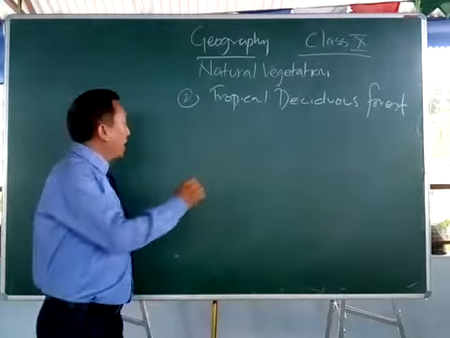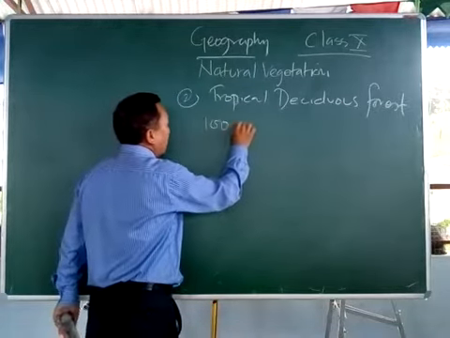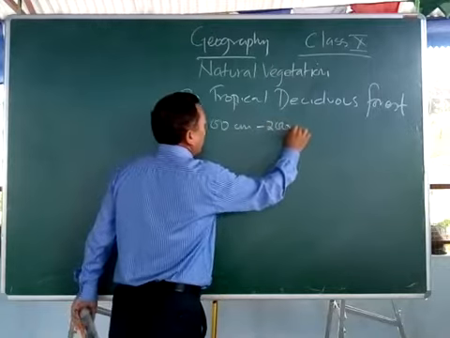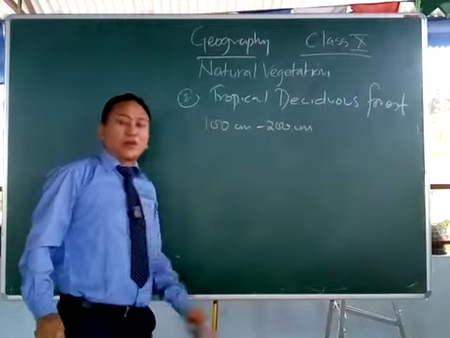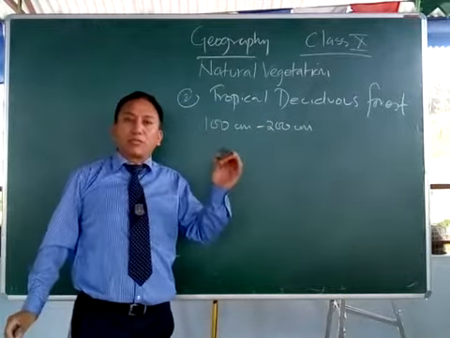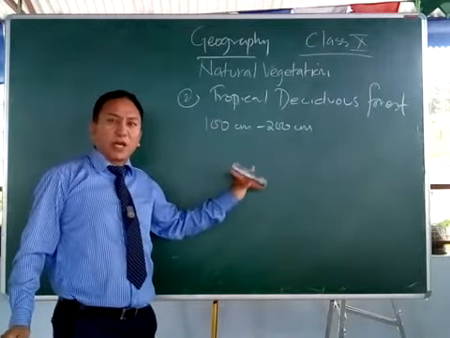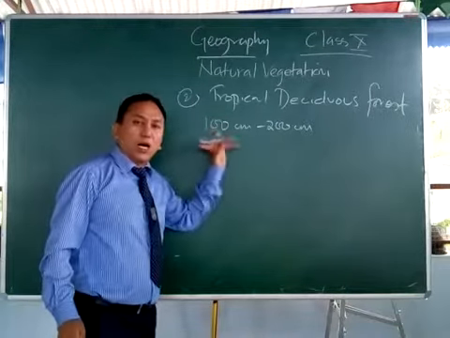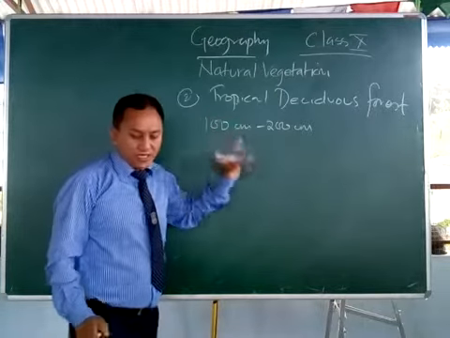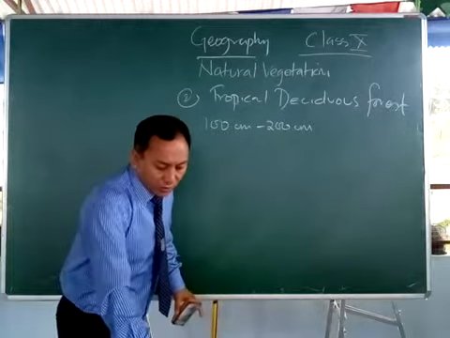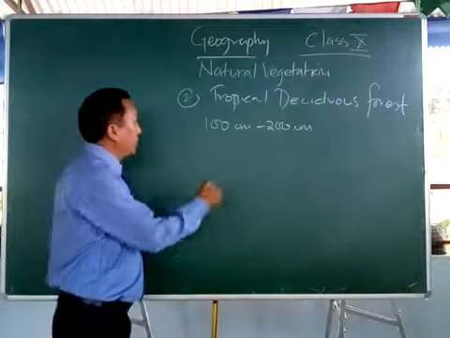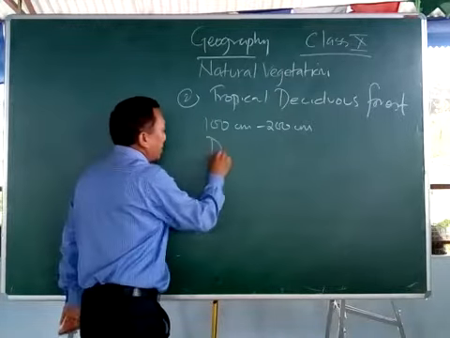Now, this is found in the areas where the rainfall is from 100 centimeters to 200 centimeters. Evergreen, I told you, it's from 200 to 300 centimeters. Deciduous forest or monsoon forest are found in the areas where the rainfall ranges from 100 to 200 centimeters. Okay, now the trees are deciduous.